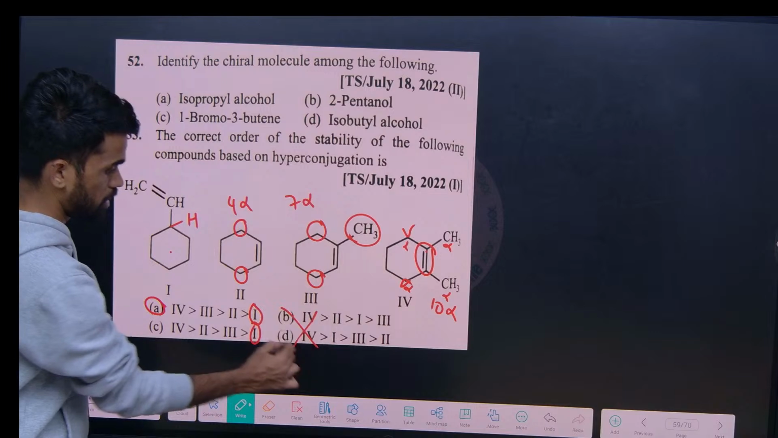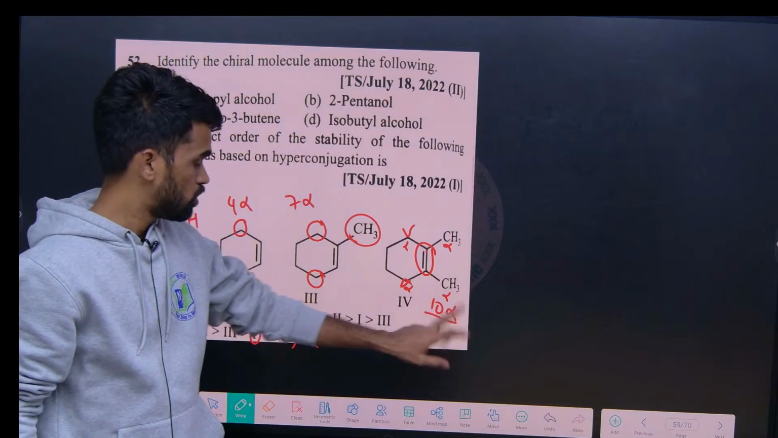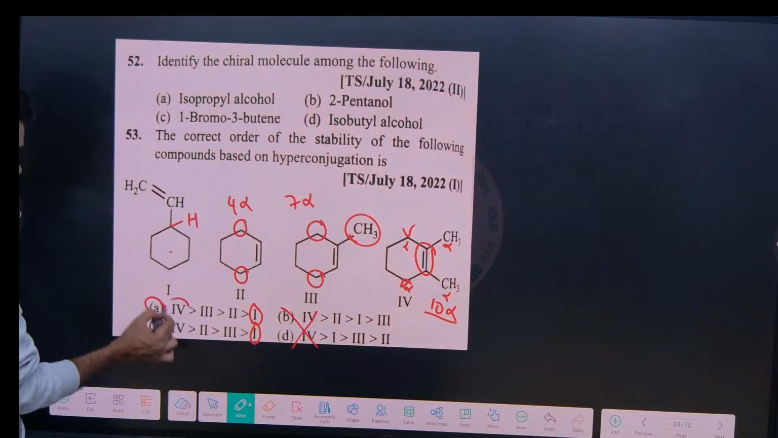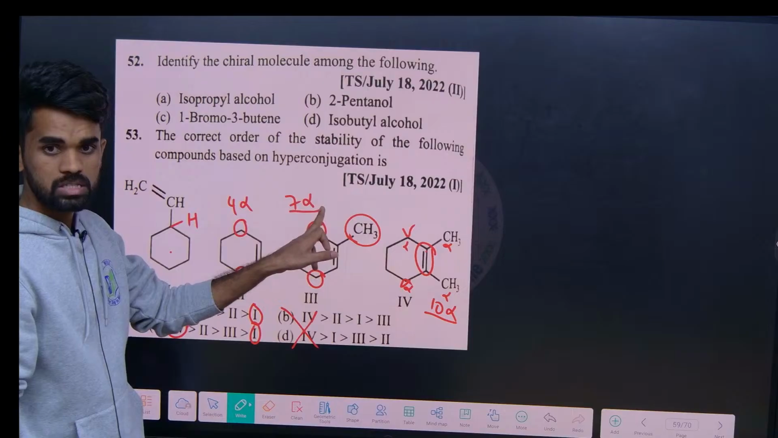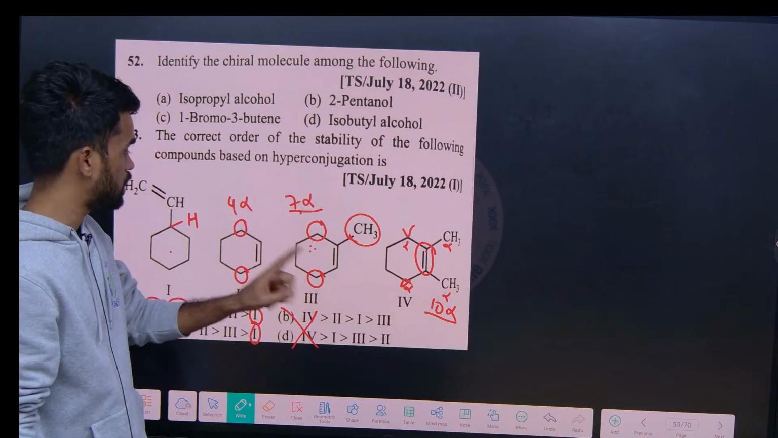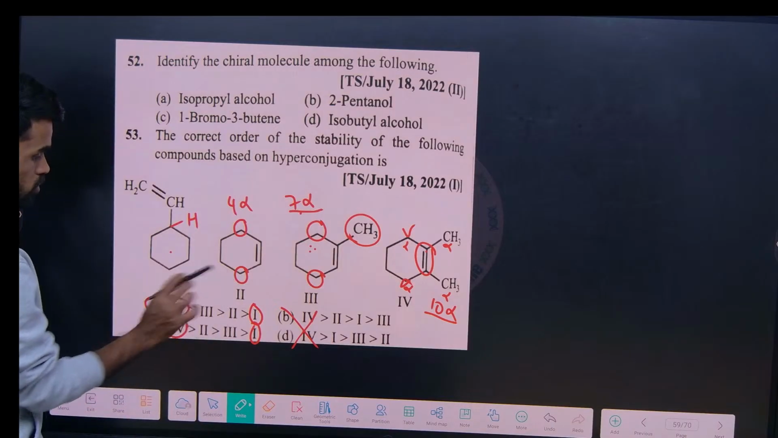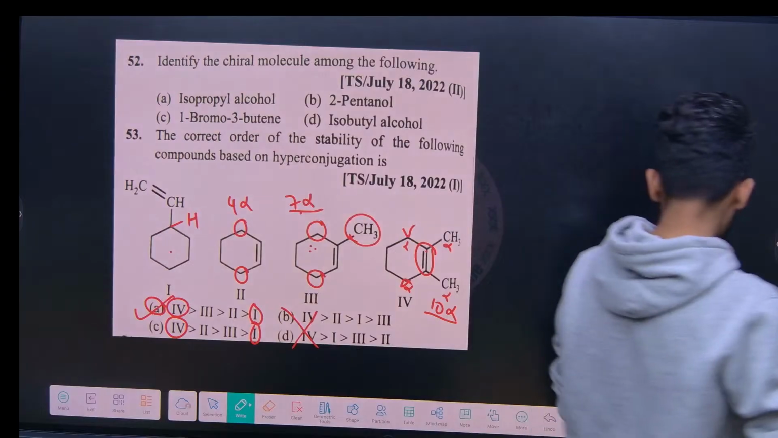So you can eliminate these 2. Where do we have maximum alpha hydrogens? 4 is the highest stable. Yes, in both cases 4. After this is more, 7. 7 is more stable, 7 alpha hydrogens, so more stable in 3, then 2. So option 1 will be your perfect answer for the question. Okay, next.